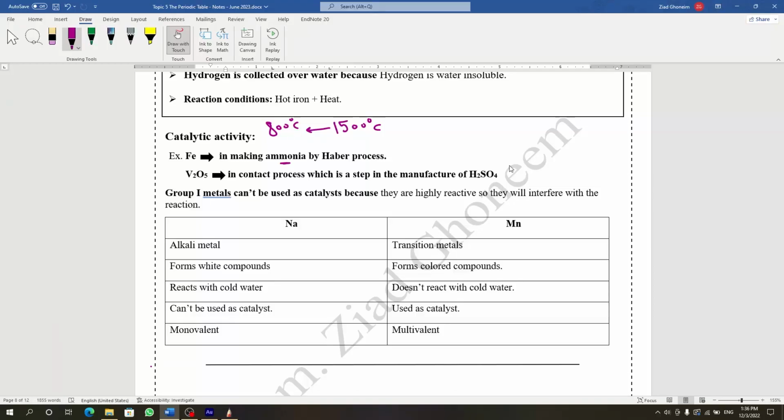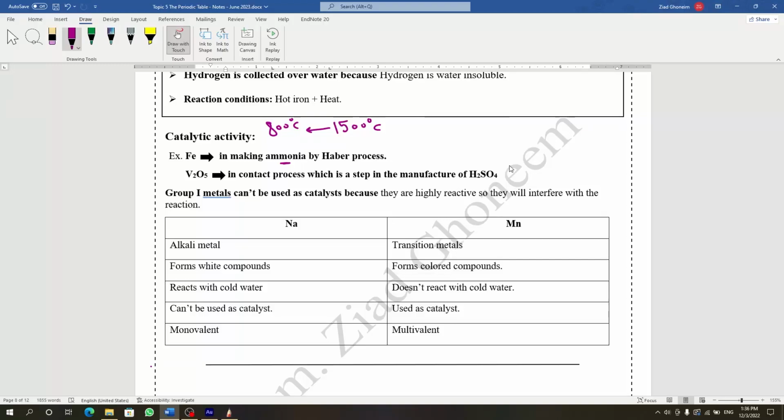Now, why can't we use alkali metals as catalysts? If you think about it, alkali metals are way more reactive than transition metals. So if you try to use an alkali metal as a catalyst, it will react with the other reactants and it will interfere with the product.